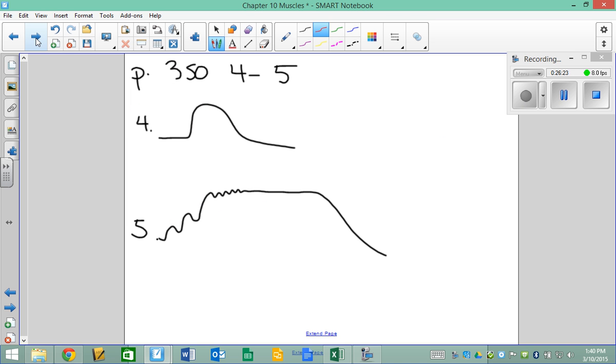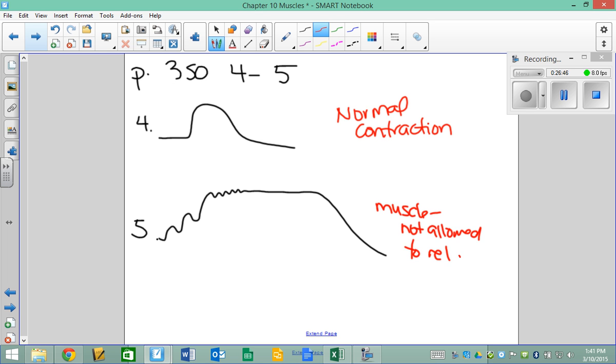So for number 4 and 5, it's asking you to draw two different types of diagrams. Number 4 is asking you about normal muscle contraction. And number 5 is asking you about a muscle that is not allowed to relax completely in between contractions. And then question 13 and 14 show you these pictures and ask you to label them. So I'm going to just do this once, and it'll in fact answer the other few questions that were from the textbook.